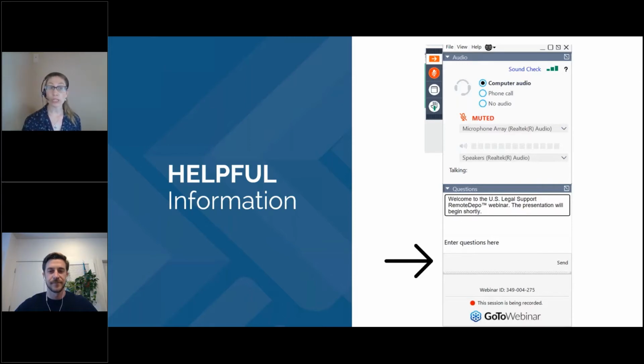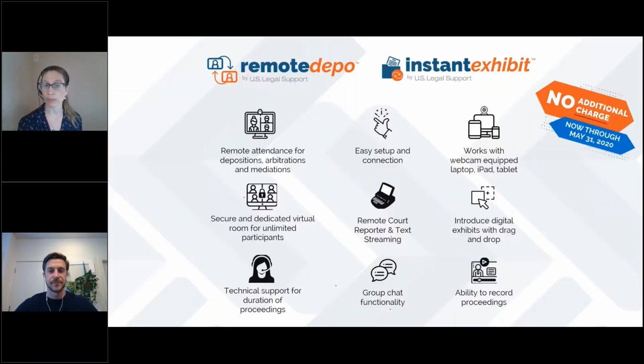So we're going to be reviewing these Remote Depot features with you today. With Remote Depot, you can participate virtually in depositions, mediations, or arbitrations from the comfort of your home. With a webcam-equipped device, all participants can be viewed virtually and in real time. We're going to review a number of the features in Remote Depot, but I just want to highlight a few right here. Remote Depot provides a secure, dedicated virtual room for an unlimited number of participants, including your remote court reporter. You can receive a text stream of the testimony from the reporter as well.